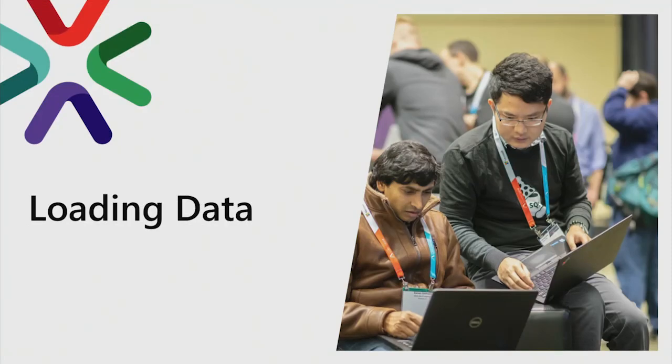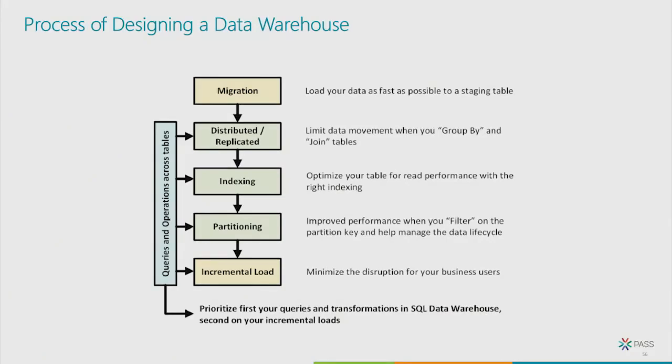Okay. So loading data, we saw the PolyBase way. Typical things that you're thinking through on designing your warehouse is loading data as fast as possible using a staging, limiting the data movements. You're going to optimize your tables for read performance with the indexing that you're going to have. You could work on the partitioning for the filtering with the dates. And then your goal is to do the incremental loads.